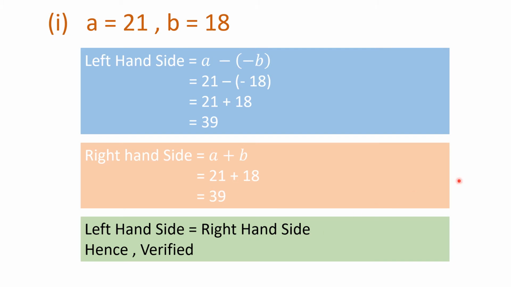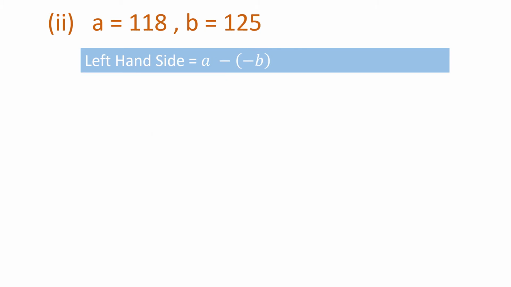So likewise, let's look at the second question. Question 2. Again, the left hand side of the equation is minus a minus minus b. This is given in the question. The equation will always be given in the question. So the left hand side of the equation is minus a minus minus b. Now a is again given in the question, b is also given in the question.